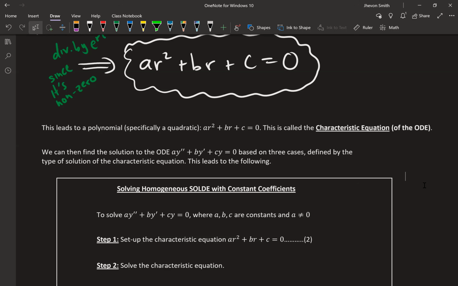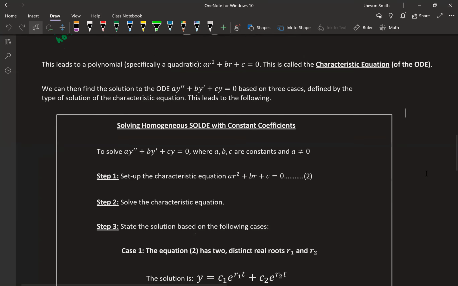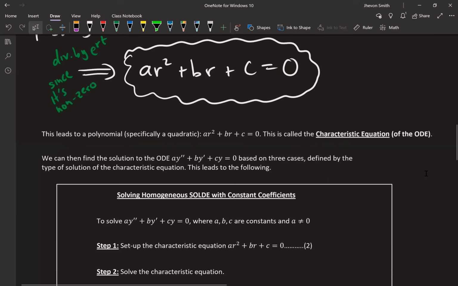Or you can have a quadratic that does not touch the x-axis at all, in which case there are no real solutions, but there will be complex solutions. There will be imaginary solutions that we can't really see on the real line, but they exist. And we can write these in terms of the imaginary unit i and get a complex solution. So this basically leads us to the following strategy for solving second order linear differential equations with constant coefficients.